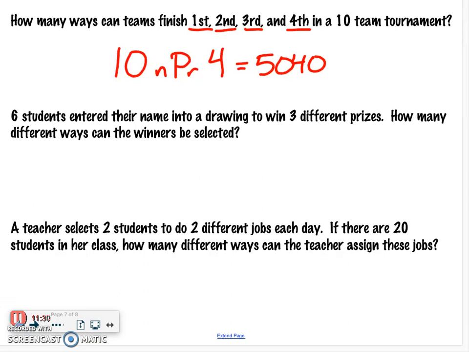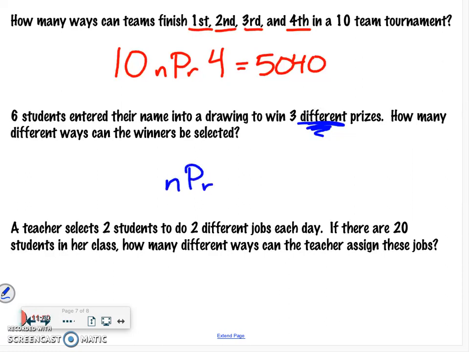Next, we have 6 students entered their name into a drawing to win 3 different prizes. How many different ways can the winners be selected? The key term here is the fact that these are different prizes. So if they're different prizes, the order matters. So if order matters, we're thinking permutation again, nPr. So our big group was our 6 students that were entering, and our small group is the 3 that have the possibility to win. So you do 6 nPr 3, and you end up with 120.